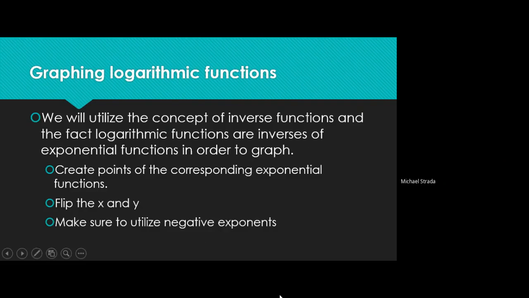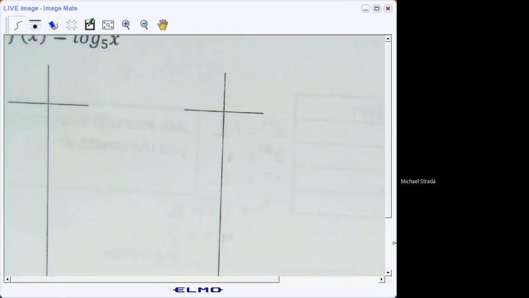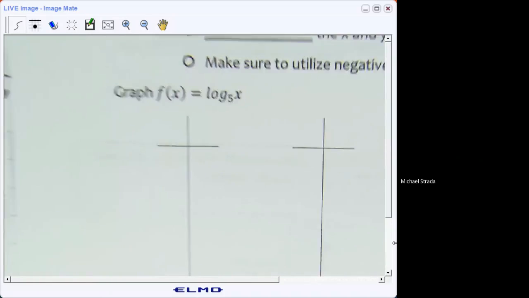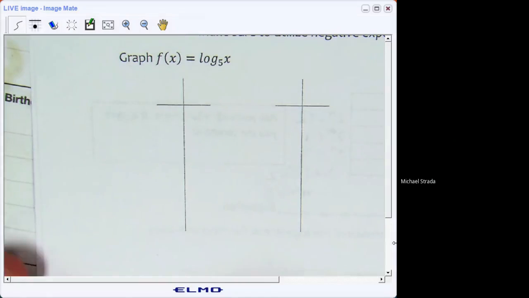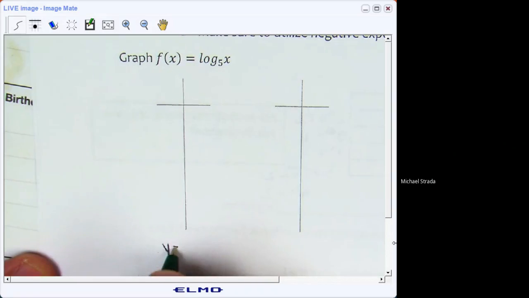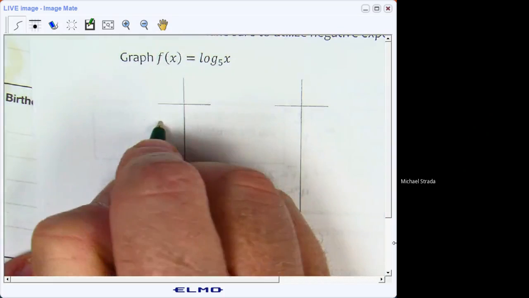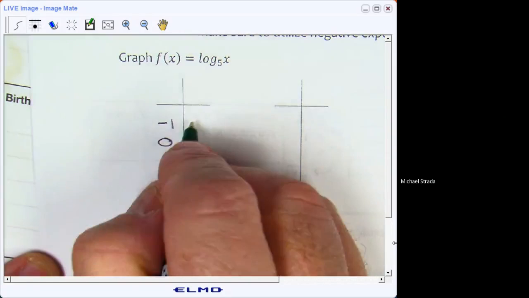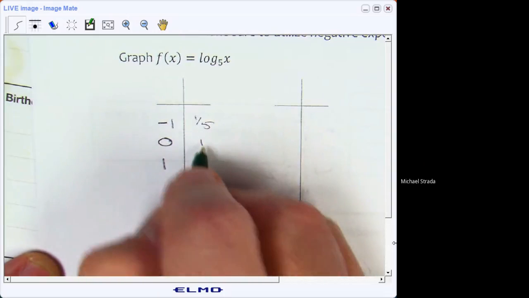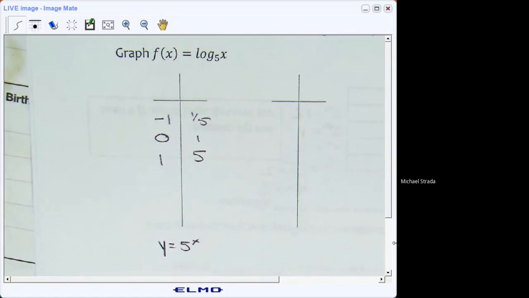Good. All right, so we'll start with the basic one. f of x equals log base 5 of x. Now, if we started with y equals 5 to the x, which is the inverse of it, -1, 0, and 1 would result in 1/5, 1, and 5. That's from last week. All right?